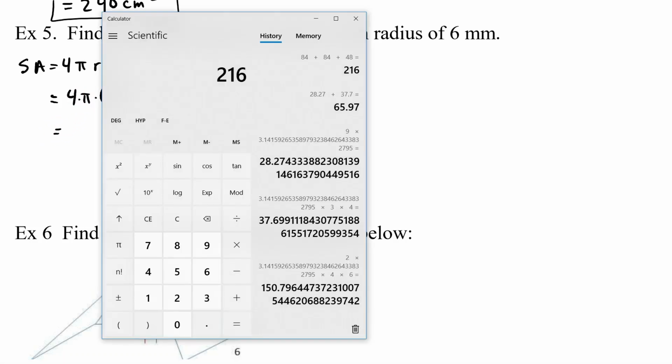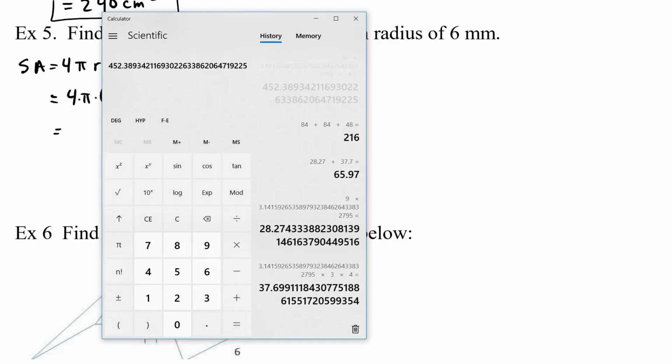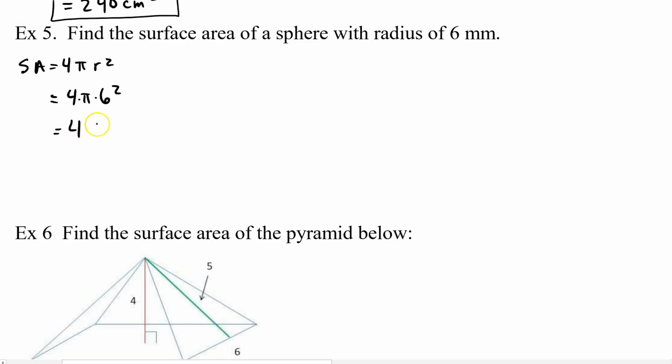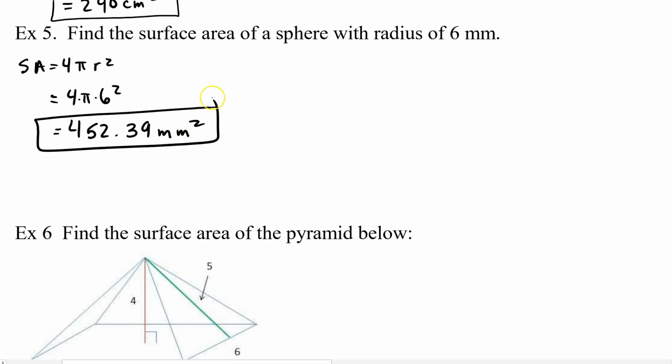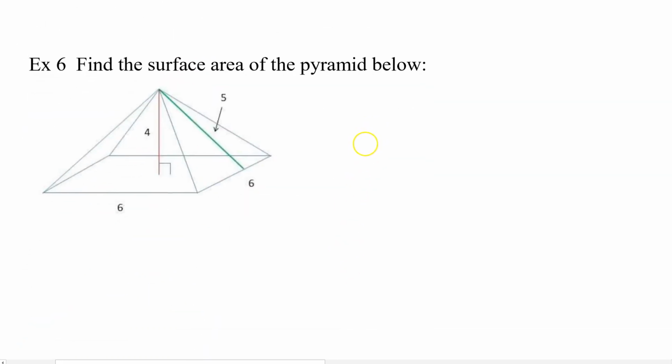So 6 times 6 is 36, times pi, times 4, which is 452.39 millimeters squared. And that's it. So easy.